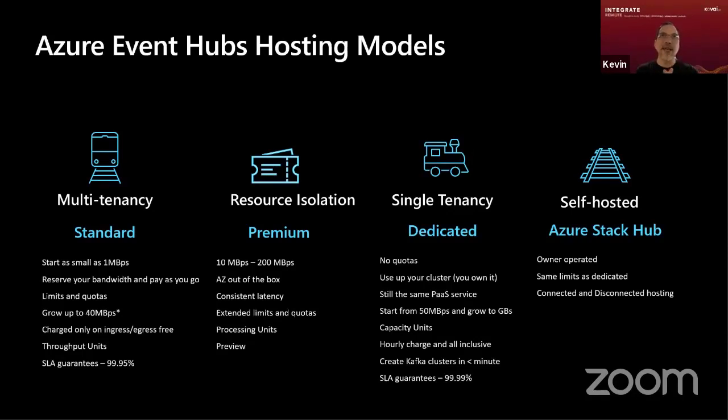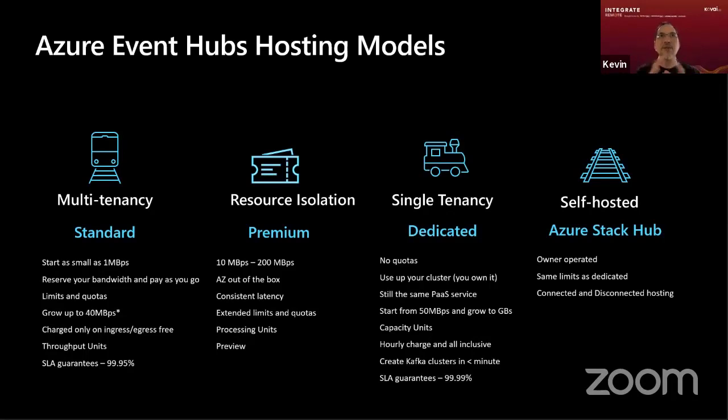Then we have resource isolation. We still have a multi-tenant system, but it's resource isolated. With Premium, we give you from 10 megabytes per second up to about 200 megabytes per second. It's AZ, so zone aware out of the box. Every premium namespace you create is automatically zone aware, at least where AZs are available. We have consistent latency, and I'll talk about this in a moment. We're not at the whim of other dependencies that will interfere with our latency. We have very generous limits and quotas for premium. I'll talk about that in a moment.